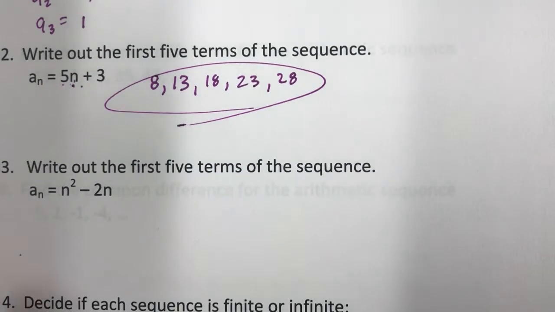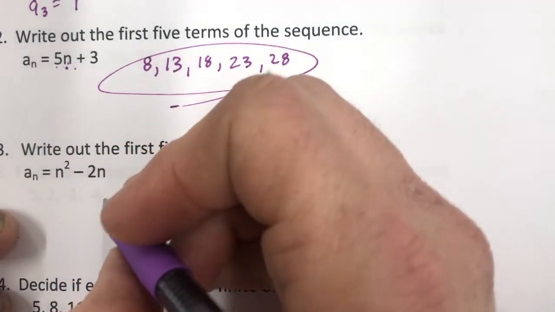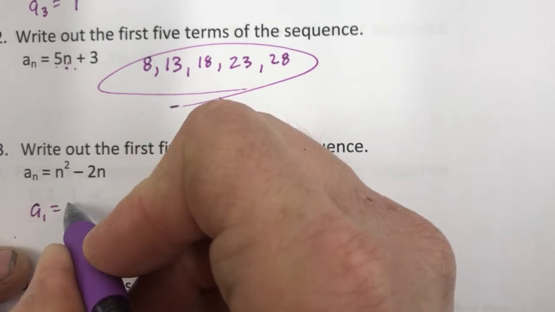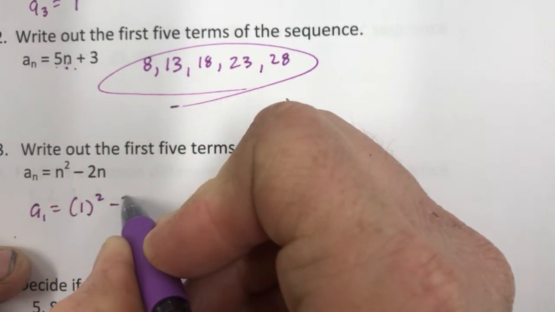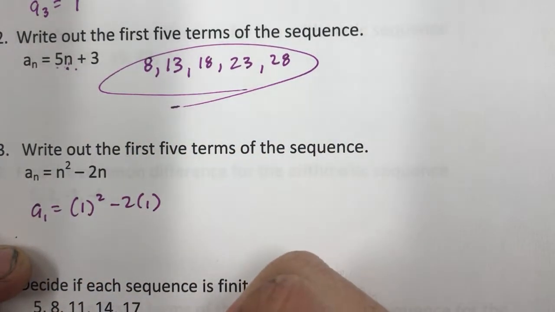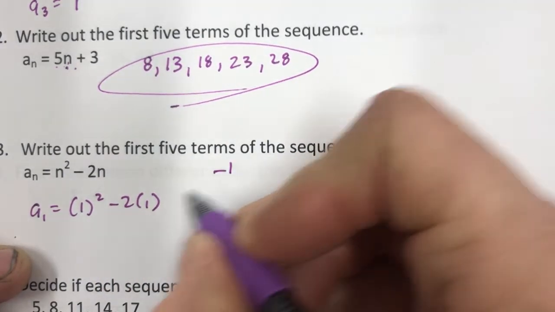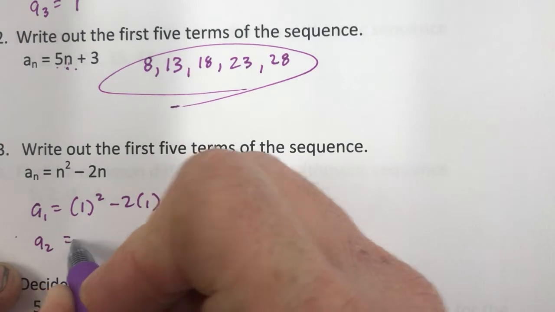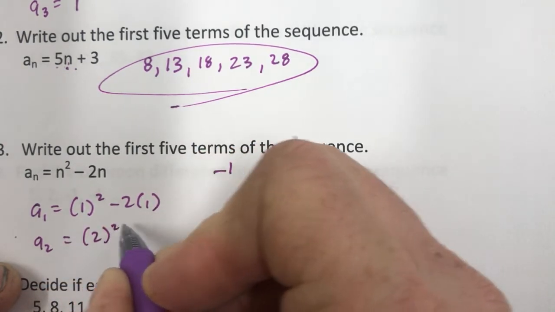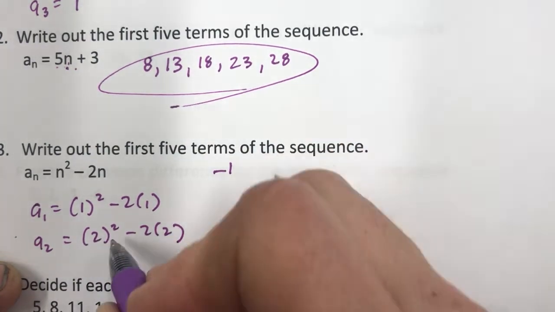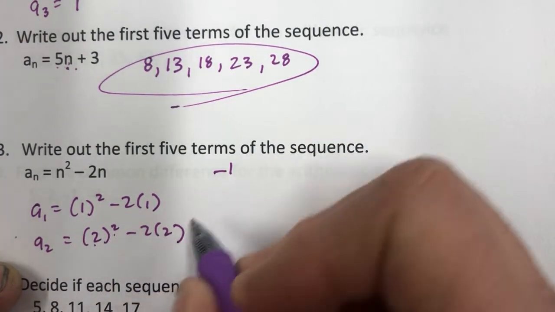Okay. Write the first 5 terms here. Okay, so A sub 1 is going to be 1 squared minus 2 times 1. So it's going to be 1 minus 2, which is negative 1. The second term, I put 2 in. 2 squared minus 2 times 2. That's going to be 0. 2 squared is 4, minus 4 is 0.